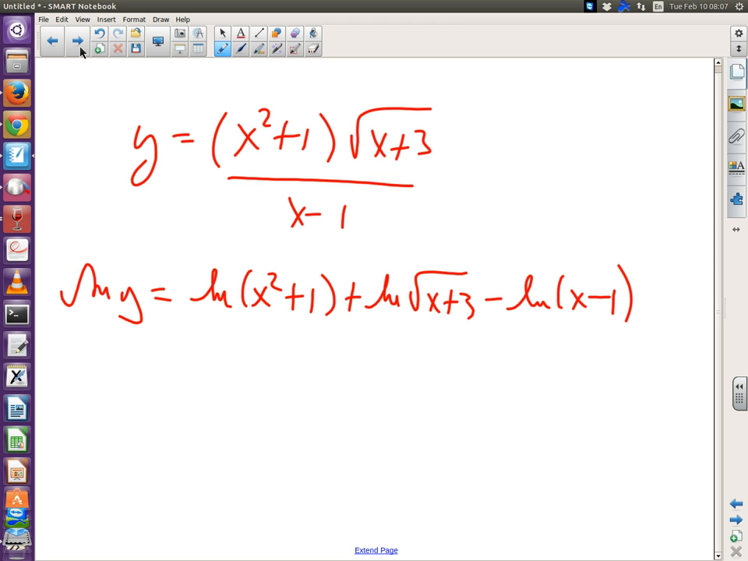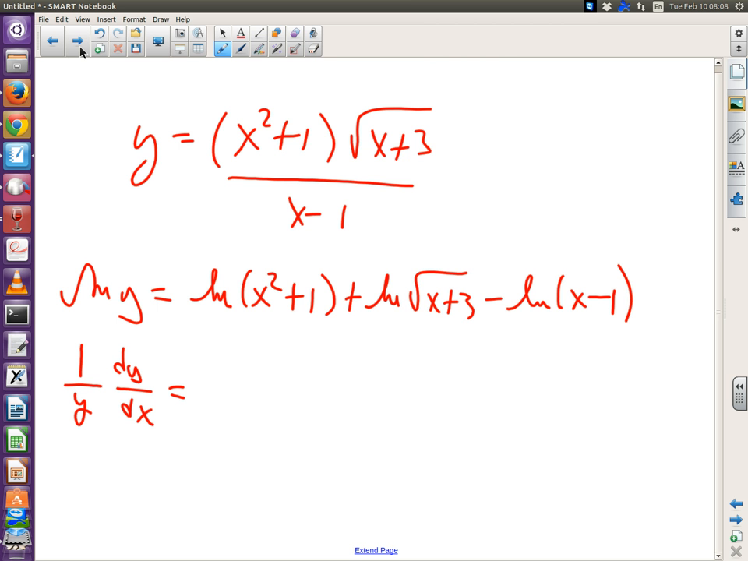Now just do the derivative of both sides. What's the derivative of ln of y? 1 over y dy dx. Because y is a function of x, and I'm differentiating with respect to x. So this is chain rule. If it said ln of x, and I said derivative with respect to x, you say 1 over x. But if it's ln of y, the derivative with respect to x is 1 over y dy dx.